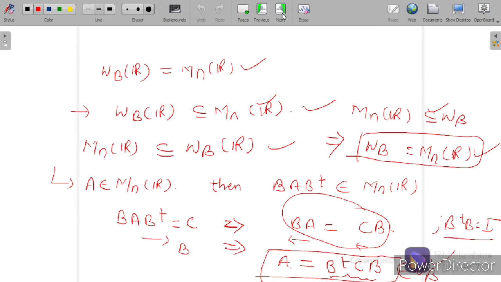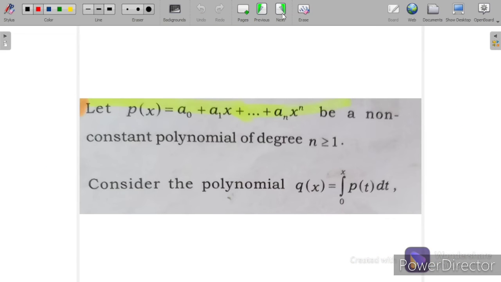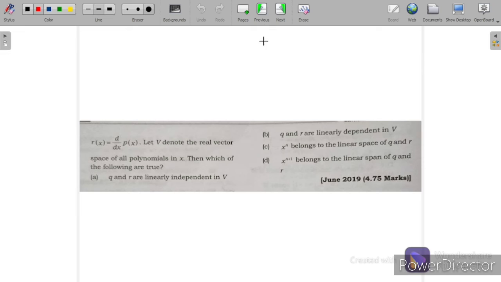Now let's do the next problem. The next problem is: let P(x) be a non-constant polynomial of degree n, n greater than or equal to 1. Then consider the polynomial Q(x) equal to the integral from 0 to x of P(t) dt, and R(x) equal to the derivative of P(x). Let B denote the real vector space of all polynomials in x. Then which of the following are true?